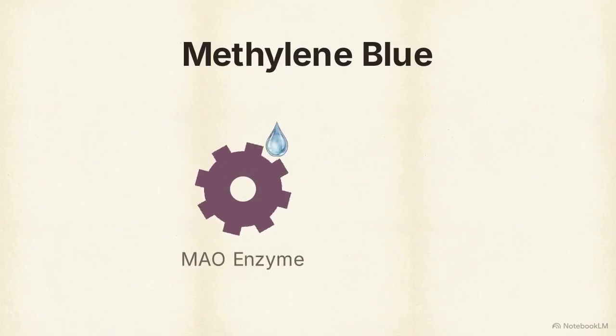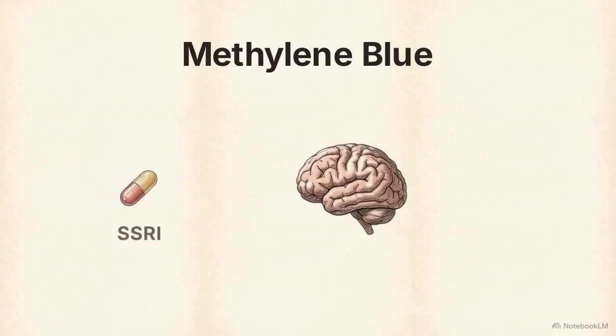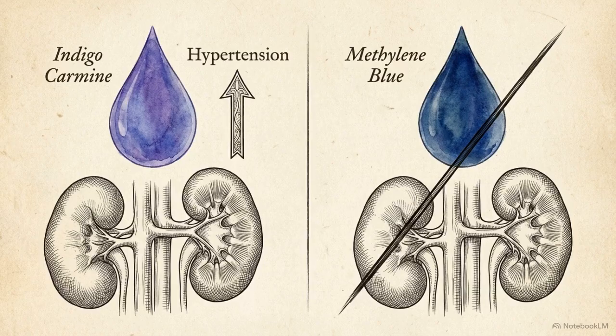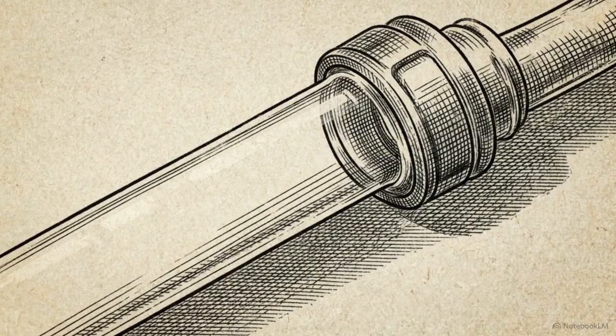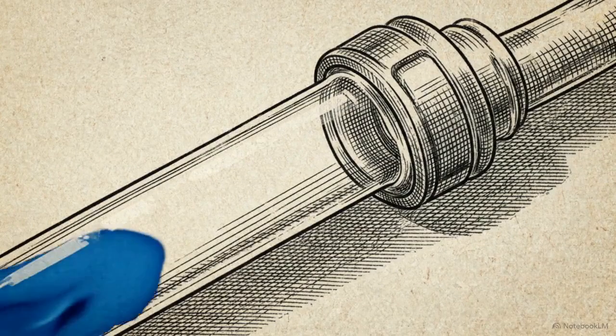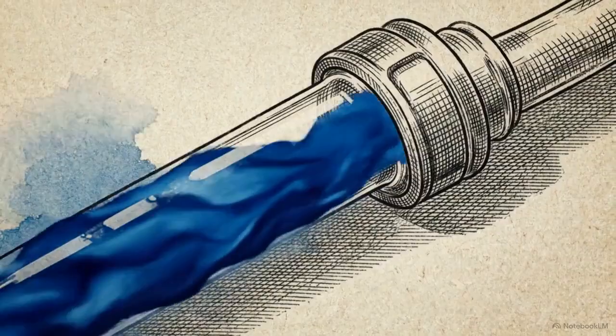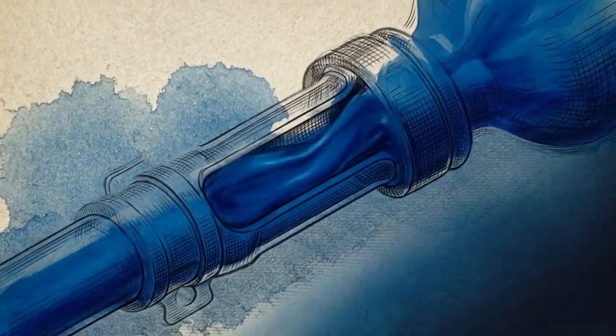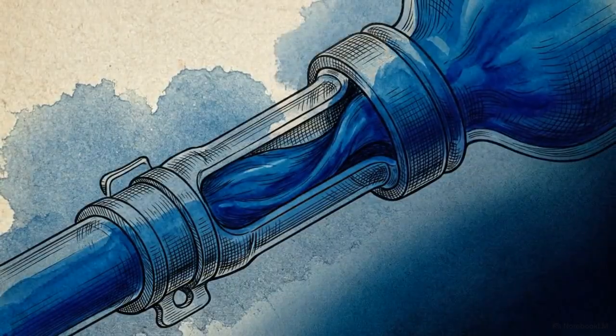monoamine oxidase inhibitor, risking serotonin syndrome in patients taking SSRIs. Indigo carmine is excreted quickly by the kidneys and causes transient hypertension, distinguishing it from the mechanisms of methylene blue. Even diagnostic dyes can actively disrupt neurochemistry and monitoring equipment, masquerading as harmless visual aids while introducing severe anesthetic risks.